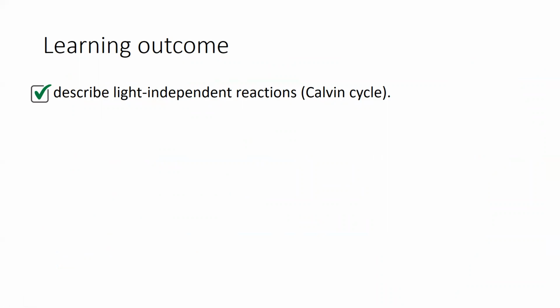So for the checklist, at the end of this lesson, you should be able to describe the light-independent reactions, the Calvin cycle, which has 3 phases. The first one is carbon fixation. The second one is carbon reduction. And the third one is the RuBP regeneration.